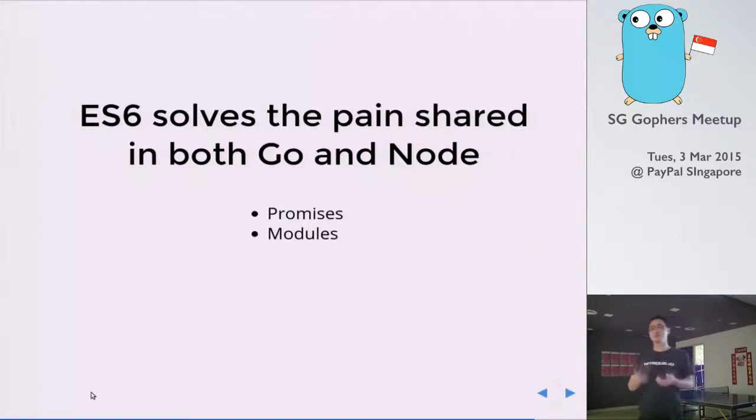And also for all the pains like error handling and the package names, the next version of JavaScript actually already solves these pains that exist in both Go and Node. For example, in ES6, they have this concept called promises, which abstracts error handling into what's called a promise rejection. And with the ES6 module, you don't even need to put the name of the package when you want to use a method inside. Because you import it beforehand, you can call whatever method inside your package directly without prefixing your package name.